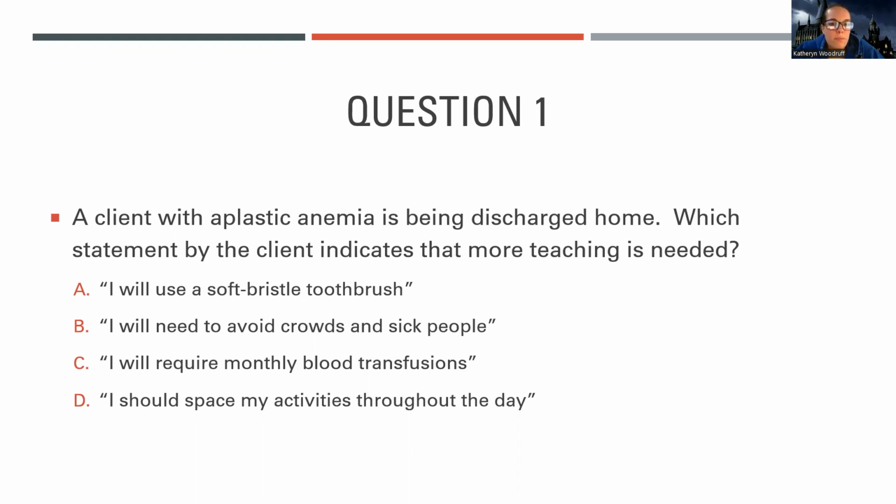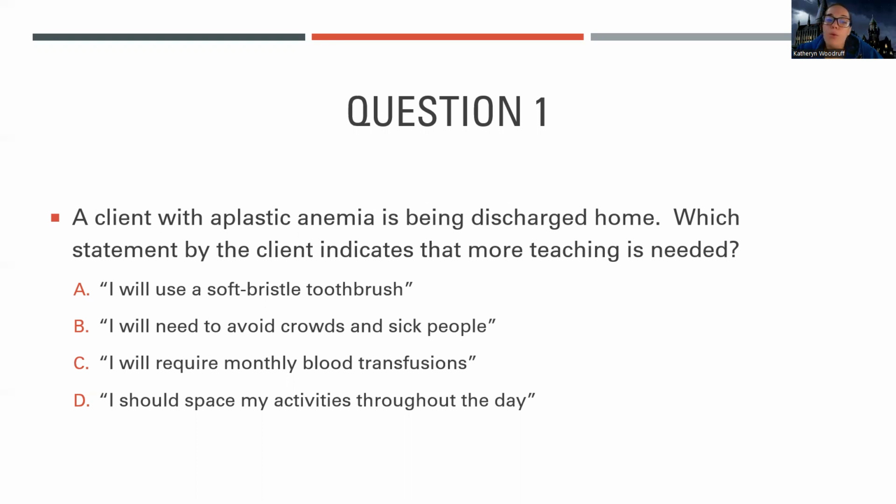It's important to look at what it says: which statement by the client indicates more teaching is needed? You always want to read a question like this and make sure you note which way it's pointing. Is it telling me the teaching is correct or incorrect? It says which statement indicates more teaching is needed, so it's saying which one of these is wrong. That means 3 of these are correct and 1 of these is incorrect, so we have to figure out which one is incorrect.